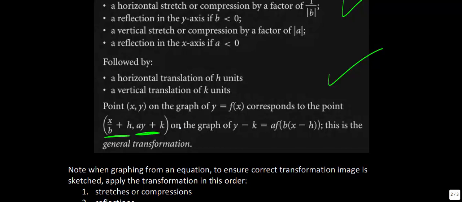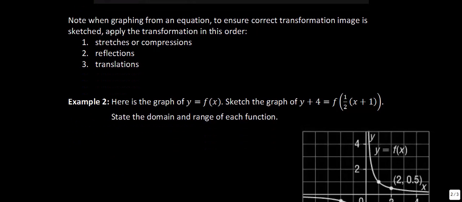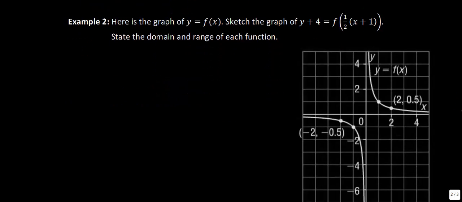Okay, so this part right here is probably worthwhile to know quite well, because it'll make the next examples, which are a little bit more complicated with a number of different transformations, a little bit easier. Okay, so in general, I've given you a little note right here. Note: when graphing from an equation, to ensure the correct transformation image is sketched, apply the transformations in this order. So just like we said, we're going to deal with your stretching and compressing first, the reflections, and then left, right, up, and down, your translations. Okay, so let's take a look at example 2 right here.